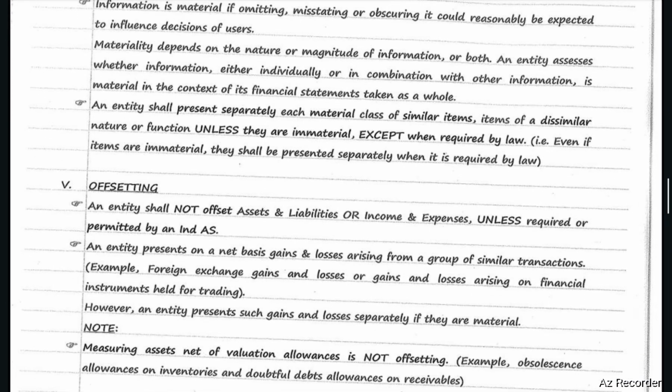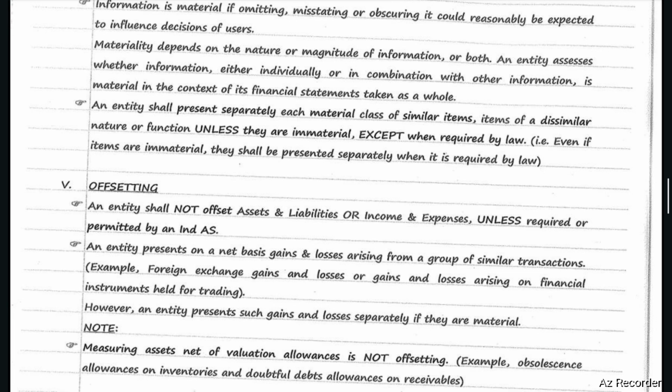Information is considered as material if omitting, misstating, or obscuring it could reasonably be expected to influence decision of the users. Materiality depends upon the nature or magnitude of information or both. An entity assesses whether information, either individually or in combination with other information, is material in the context of its financial statements taken as a whole. An entity shall present separately each material class of similar items. Items of dissimilar nature or function, unless they are immaterial, except when required by law, should be separately disclosed. That is, even if items are immaterial, they shall be presented separately when it is required by law.